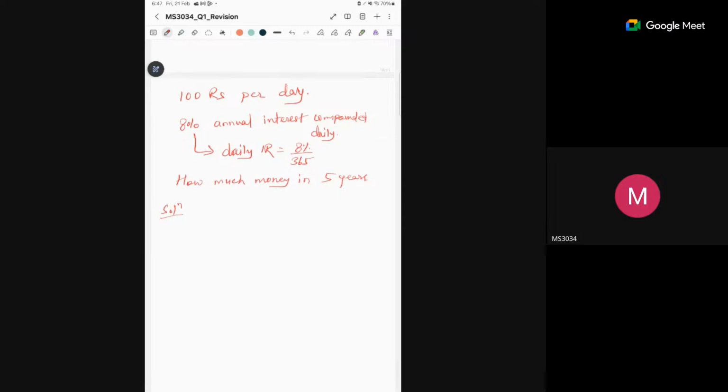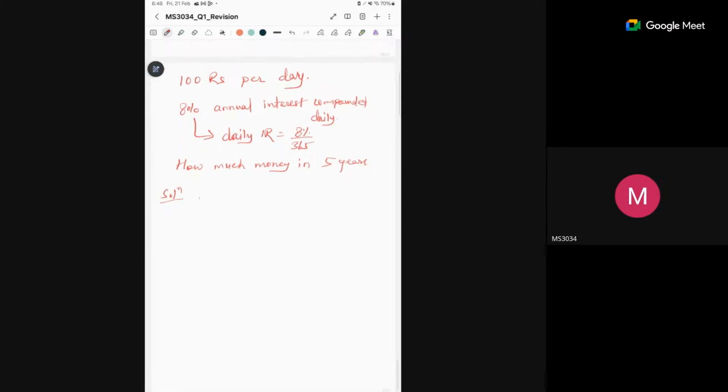So here you are having a 100 investment for 365 multiplied by 5 periods, and this is giving you this rate of interest.